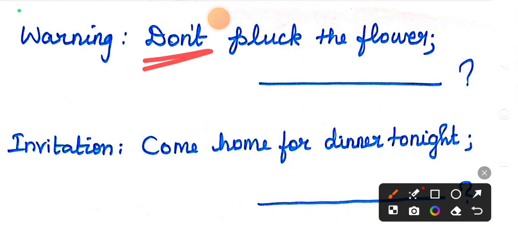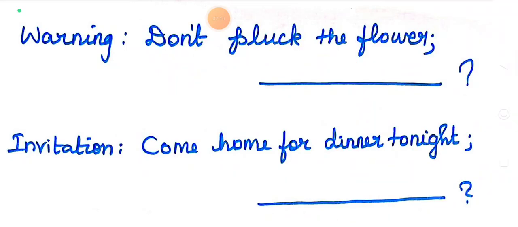In an imperative sentence, you don't find a subject in the beginning of the sentence. Actually, the subject is taken as you. It is obviously taken that the subject of the imperative sentence is you. It's actually you don't pluck the flower. Instead of saying that, we are saying don't pluck the flower. This is a warning, so it is an imperative sentence. Whenever there is an imperative sentence, the tag is will you.